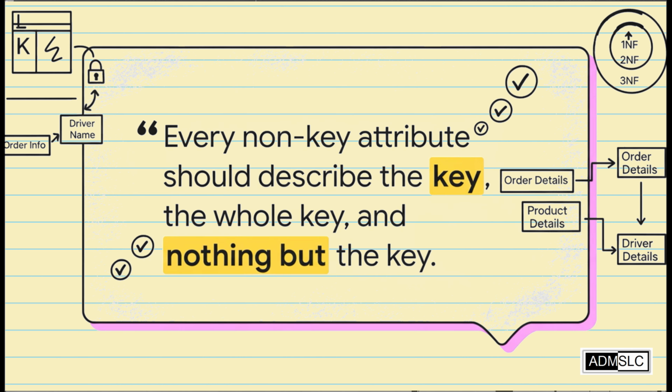There's this fantastic quote that perfectly captures the spirit of what we're trying to do here, especially with 3NF. It's a great mantra for database design. Every piece of data in a table that isn't the key should be a fact about the key, the whole key, and only the key. Driver name is a fact about the driver, not a fact about the order, so it doesn't belong here.